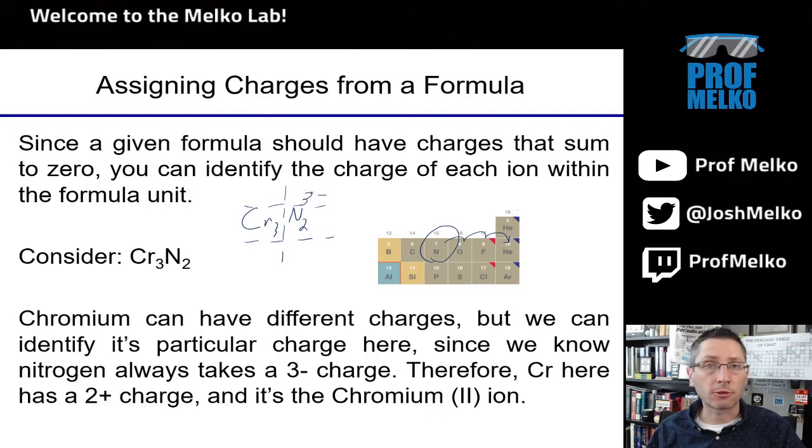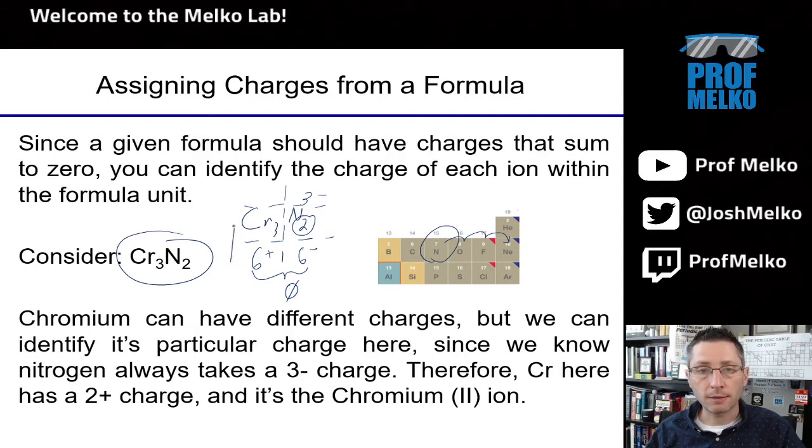Each nitrogen atom is 3 minus, but there are 2 nitrogens. So I multiply going down here, and overall the nitrogens are contributing 6 minus charges, 6 negatives, 6 electrons in excess. Okay, I know this 6 minus must be balanced by the chromium. Why? Because 6 plus and 6 minus must sum to 0, right? This is neutral overall. And so by identifying the charge on nitrogen and the total charge on nitrogen, I then know the total charge on chromium has to be the same.